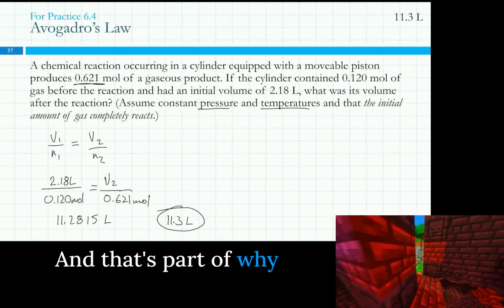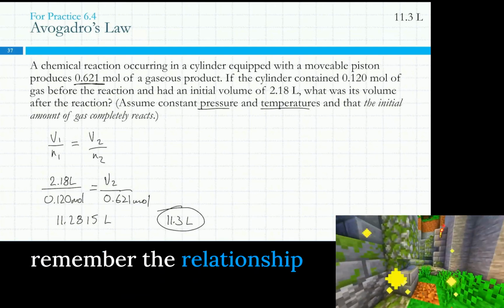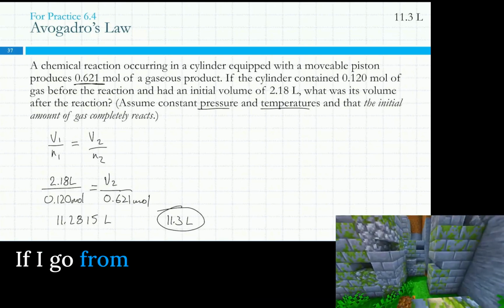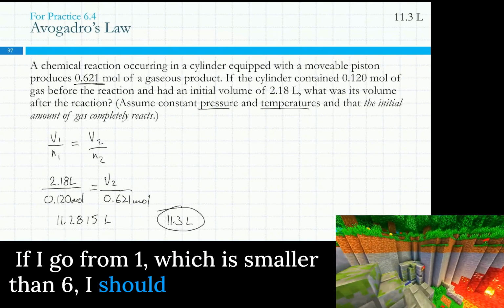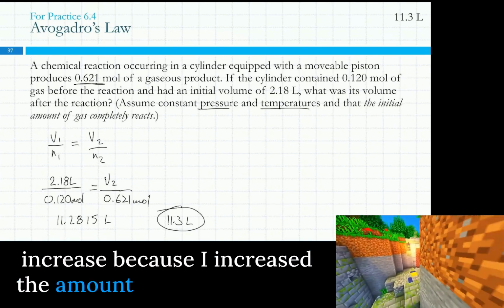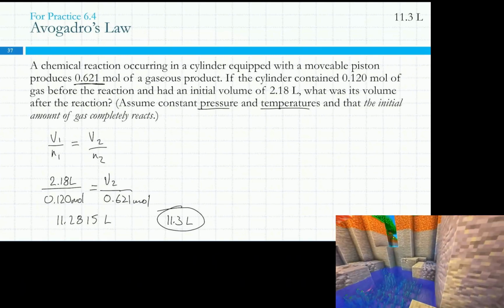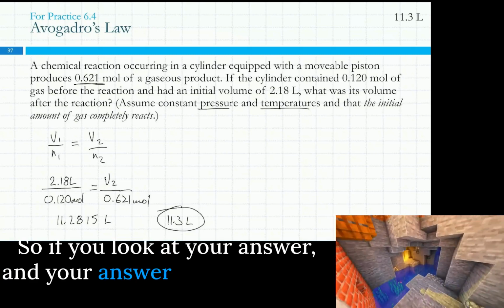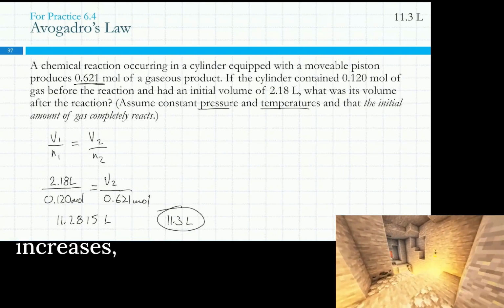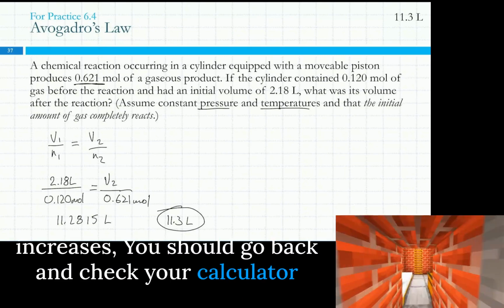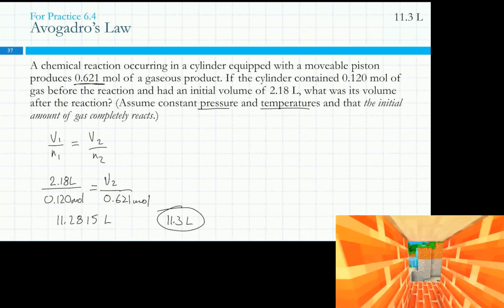And that's part of why it's important to also remember the relationship between these things. If I go from 0.1, which is smaller than 0.6, I should see the volume increase because I increased the amount of gas that I have. So if your answer is smaller when the number of moles increases, you should go back and check your calculations.